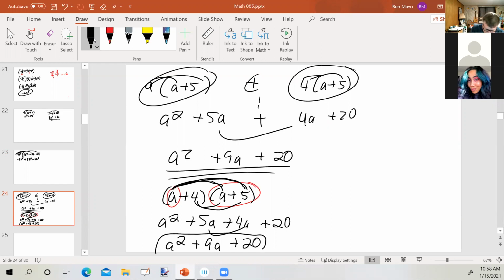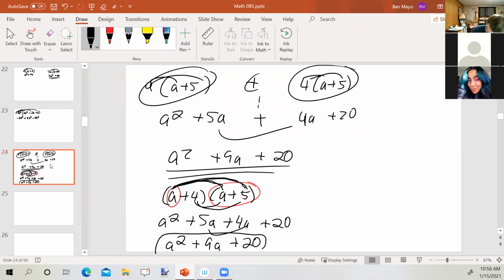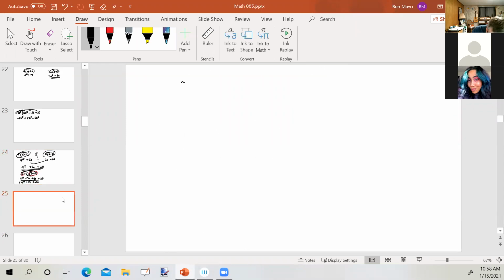Got it. I'm going to do the exact same problem again. It helps if I write it down. Let's see, a plus 4 times a plus 5.